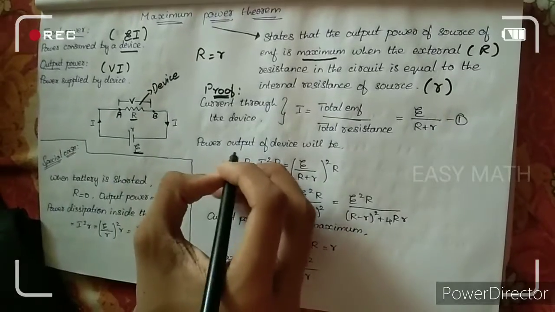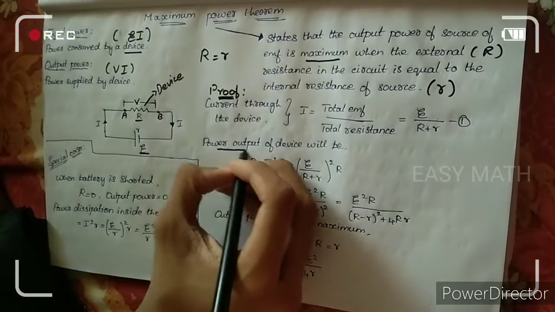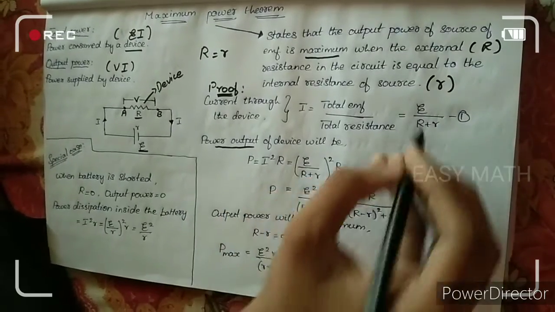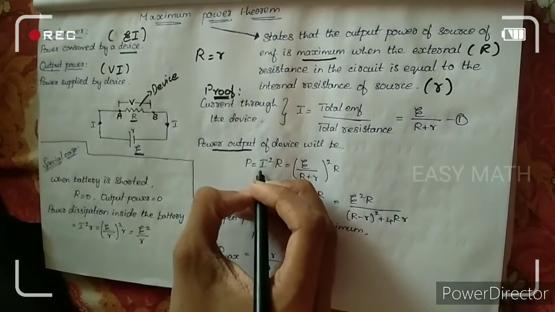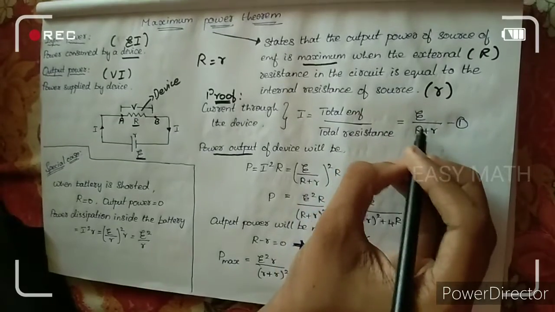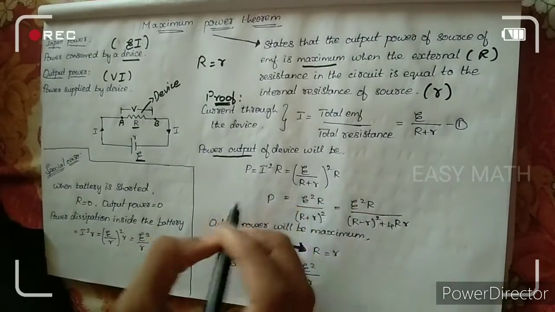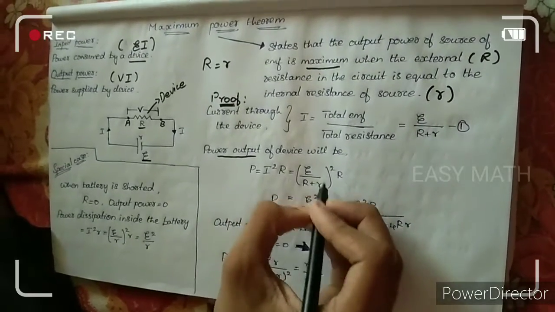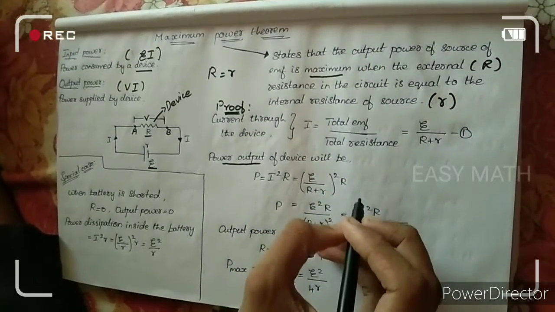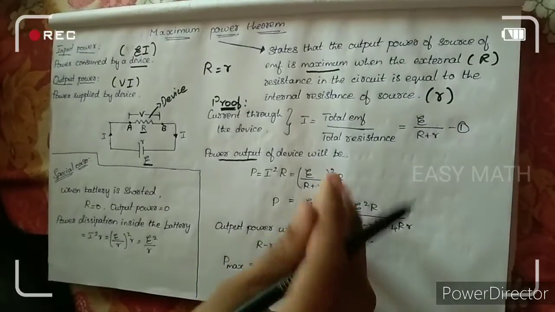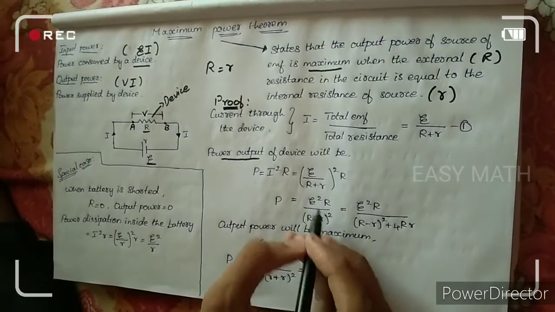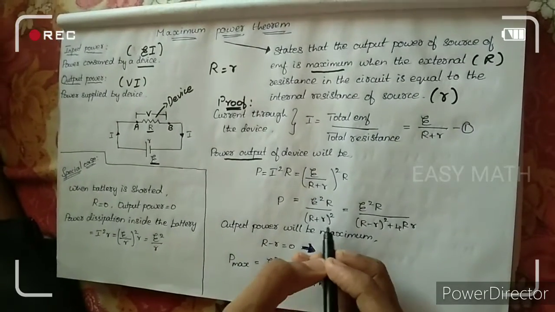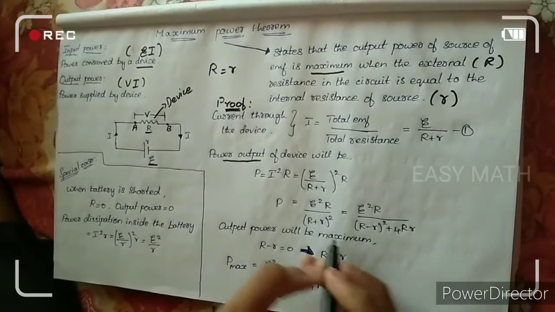So the power output of the device will be P is equal to I square R. We already know the value of I. I is equal to EMF by capital R plus small r. We have to substitute the value of I in this expression. So EMF by R plus r the whole square into capital R. After solving, P is equal to EMF square capital R by capital R plus small r the whole square.